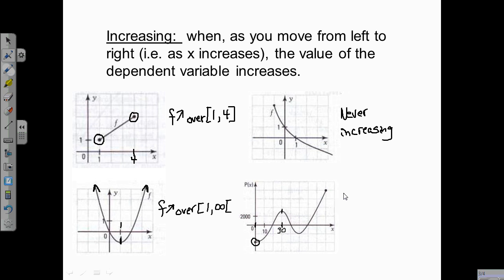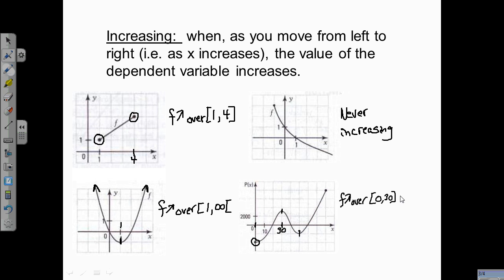So if we go to write it, f is increasing over, and put in our square brackets. The lowest value of x is 0. Highest value of x is 30. And we close that off. Now, we take a look. It starts going down, but then it actually has another place where it's increasing. It's increasing again here. So we're going to have to put in that second interval as well.